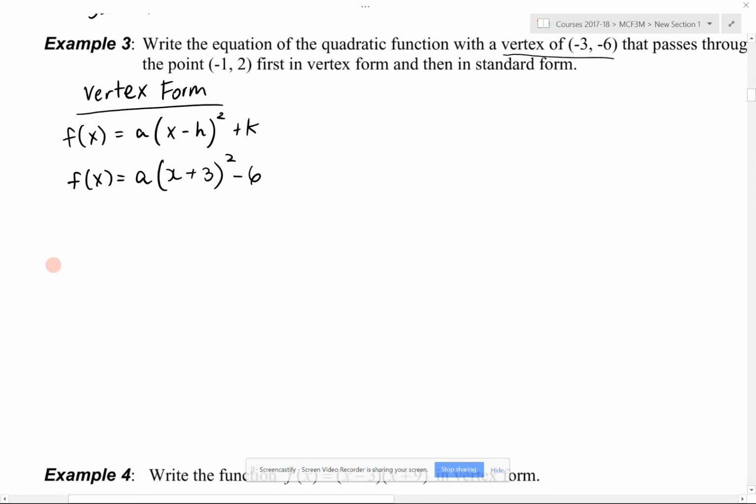So our vertex form is actually almost complete, except we're missing the a value. So to find the a value, I need to solve this equation for a, and even before I can solve it, I need to find values of x and y that I can use to substitute. So what point can I use? Well, I'm going to use this point right here, -1 and 2, as my substitution point. So I'm going to write here sub point -1 and 2 to find a.